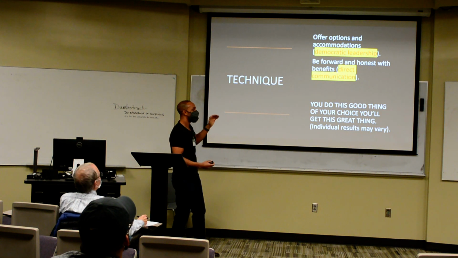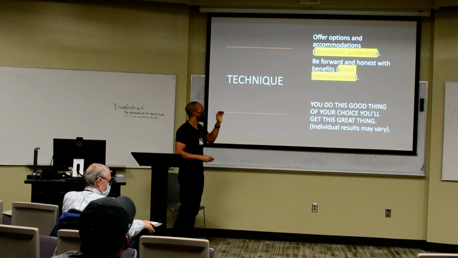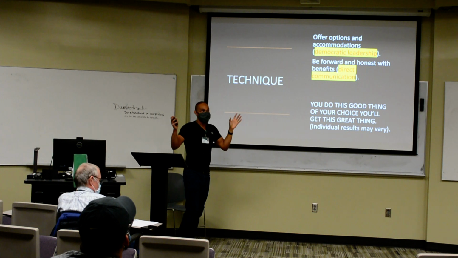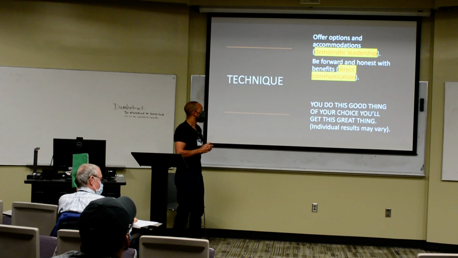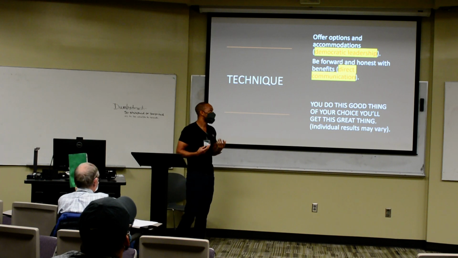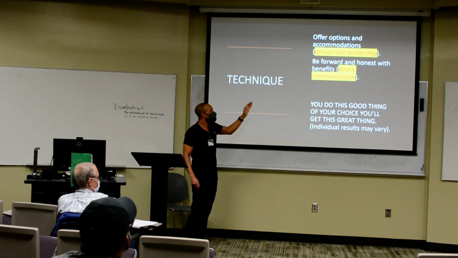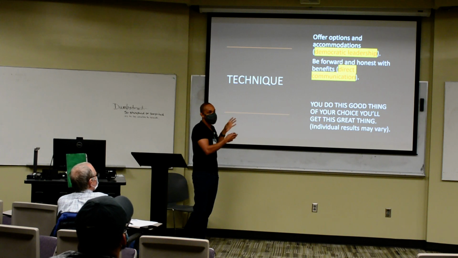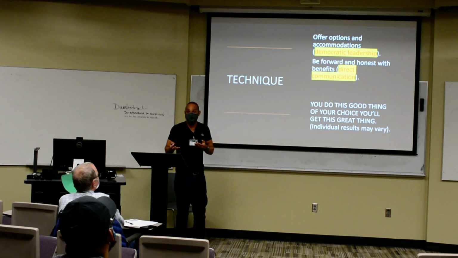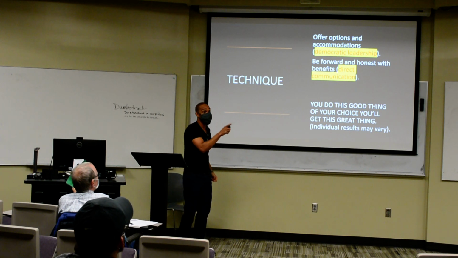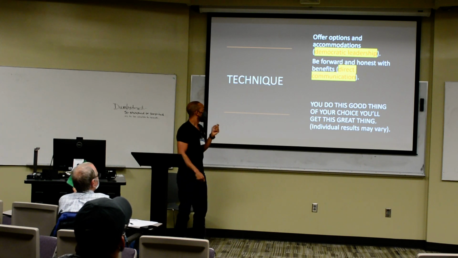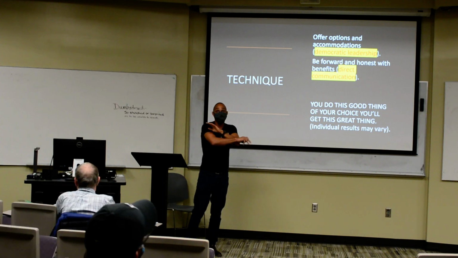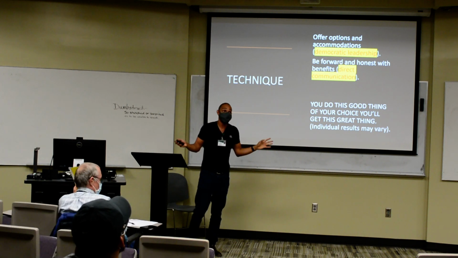The technique I am proposing, since I only have 5 to 7 minutes, is to move forward and offer options and accommodations, a broader scope of options and accommodations, that will accommodate my democratic leadership style. And to be forward and honest with the benefits, that's the selling point. This is why I said earlier, being direct doesn't necessarily have to be a bad thing if I'm being direct about what you're going to get out of the deal. You do this good thing of your choice, and you'll get a great thing in return. That's very straightforward. That's pretty much what everybody wants to hear.